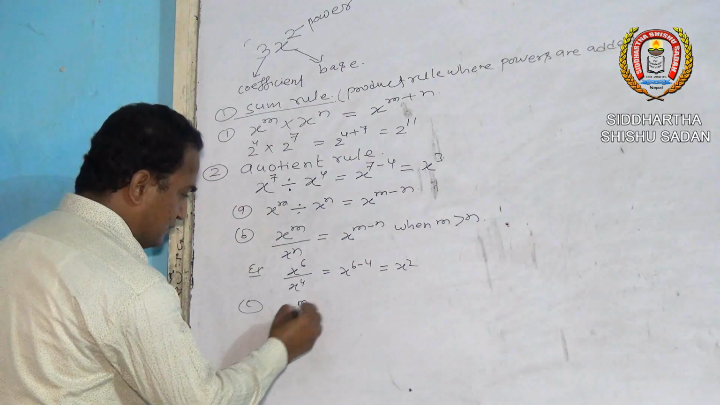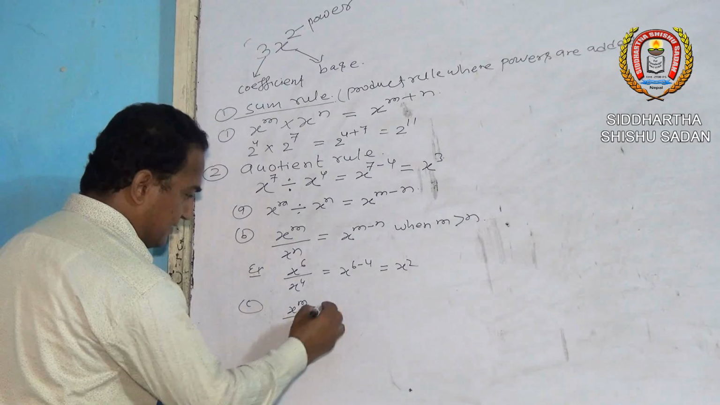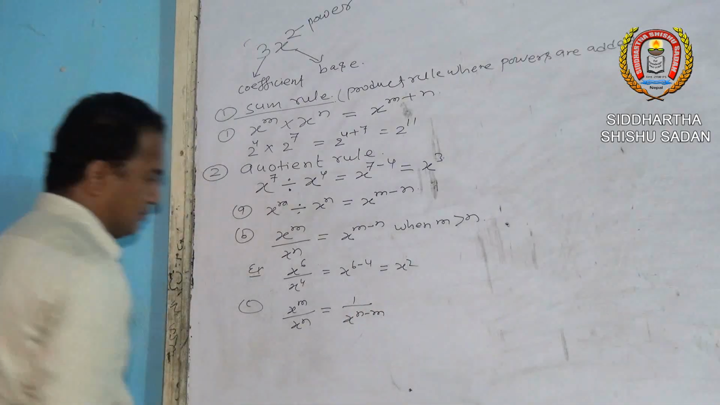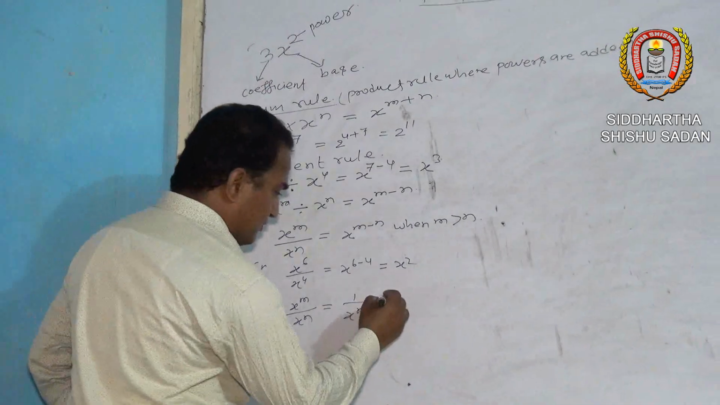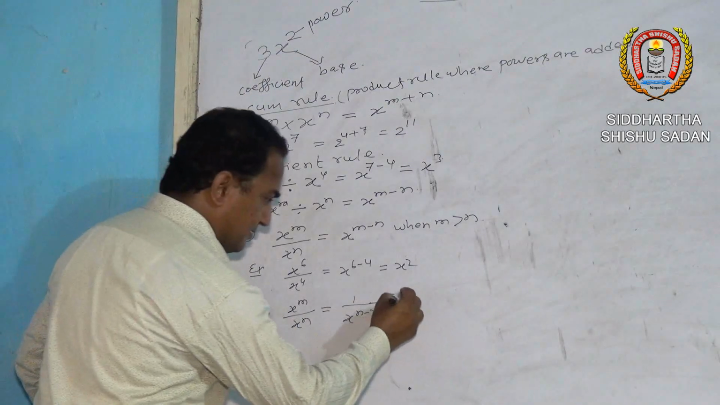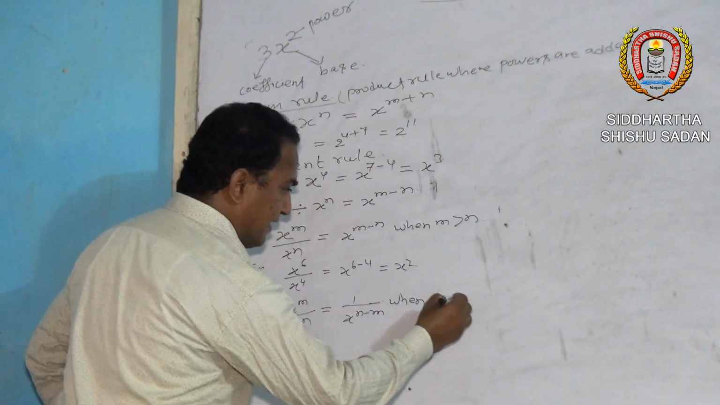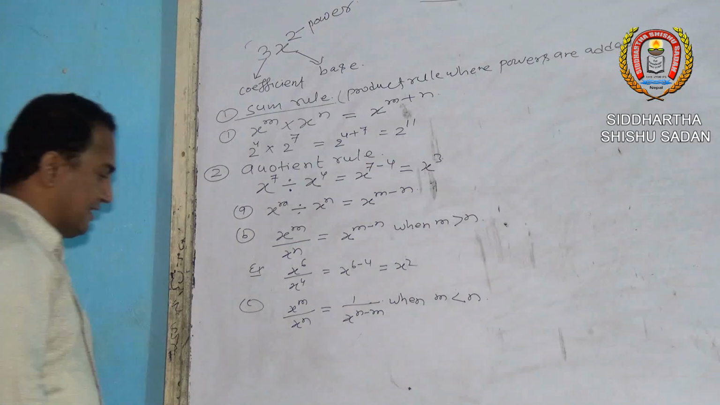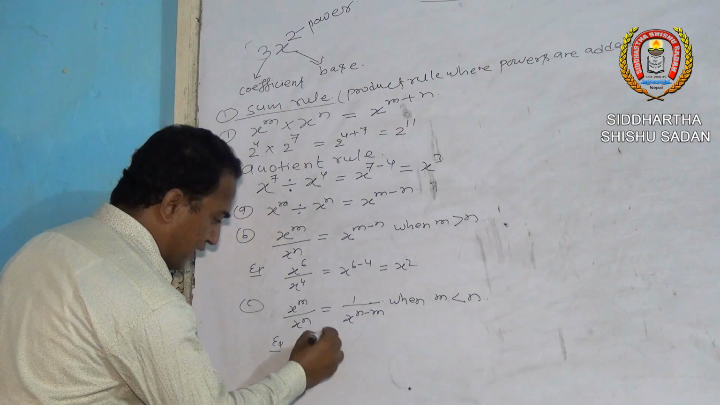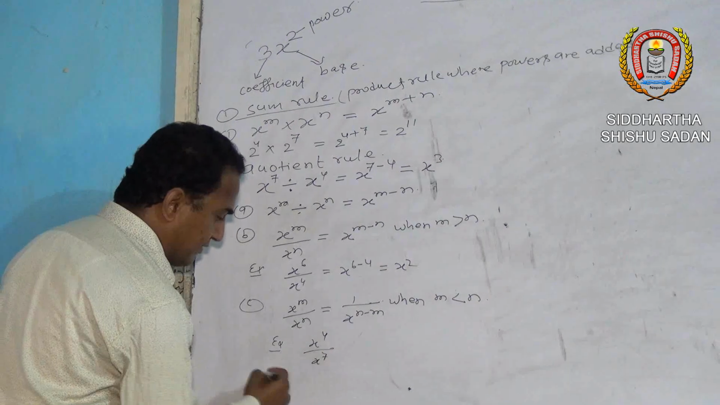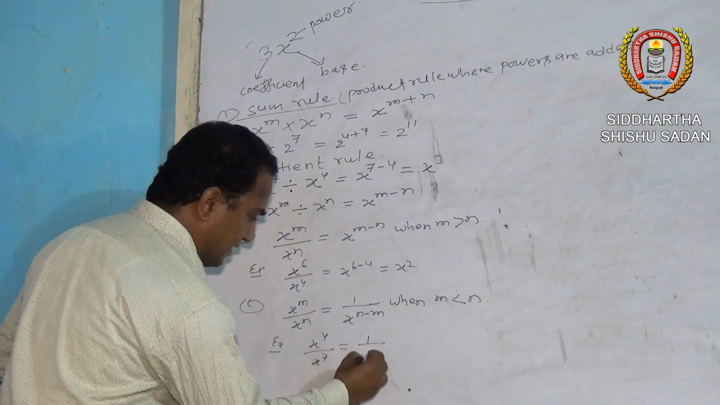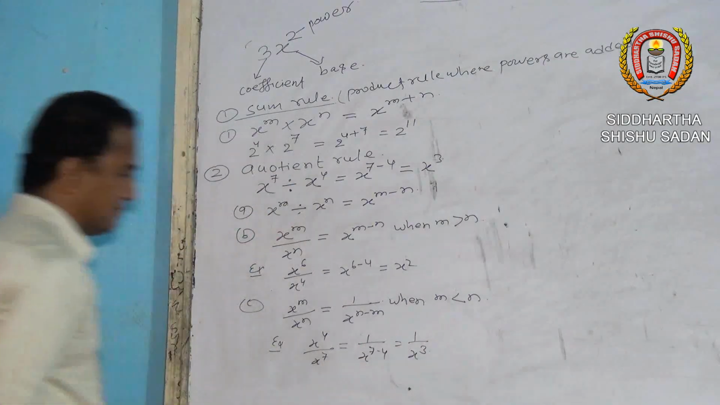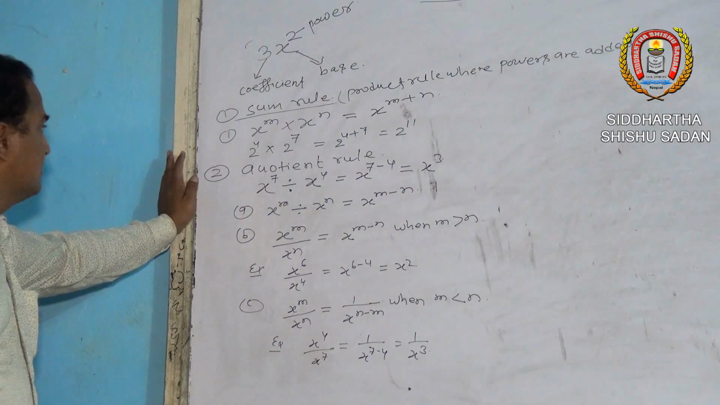Next is C. X to the power m by x to the power n is equal to 1 by x to the power n minus m. It means when m is less than n, in that condition, look at the example, x to the power 4 by x to the power 7, that is equal to 1 by x to the power 7 minus 4, that is 1 by x to the power 3. This is the quotient rule.